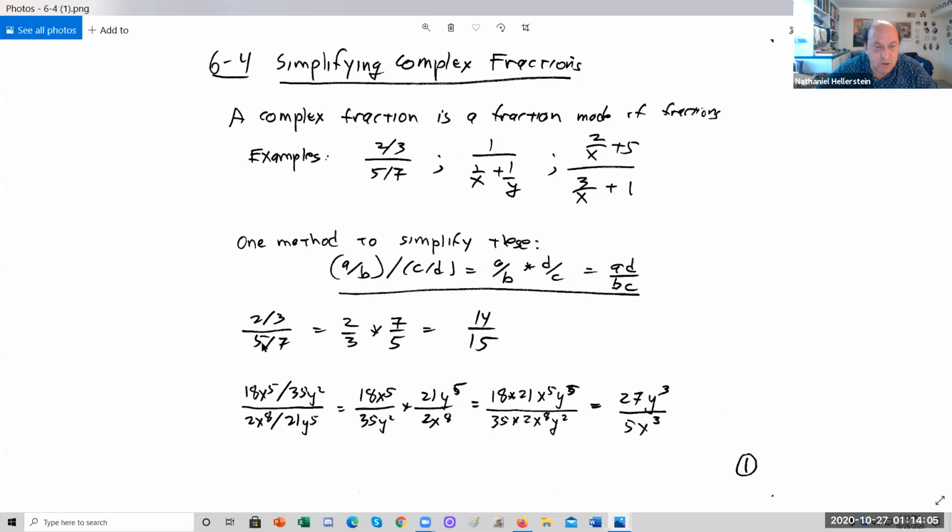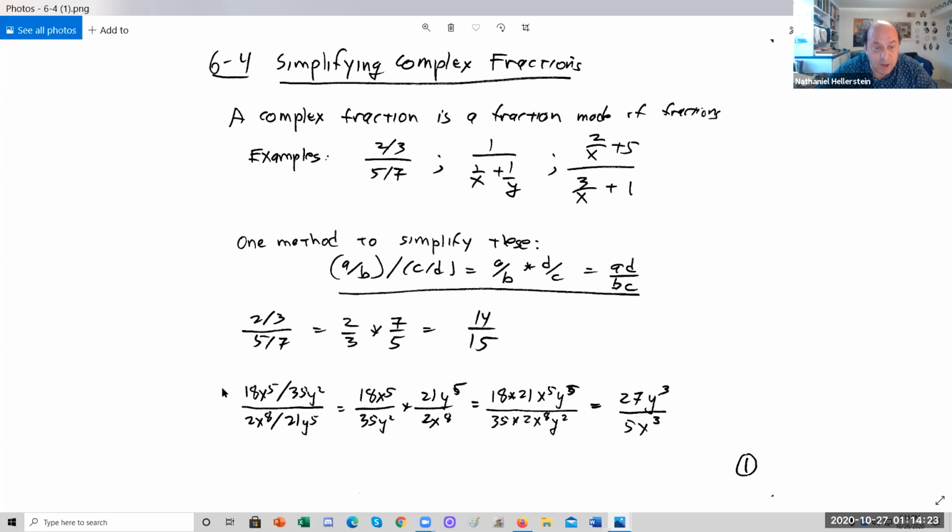So for example, 2/3 divided by 5/7. That's the same as 2/3 times 7/5, multiplying across. 2 times 7 is 14, 3 times 5 is 15, and there you have it. These don't have any common factors, so that's where this stands.